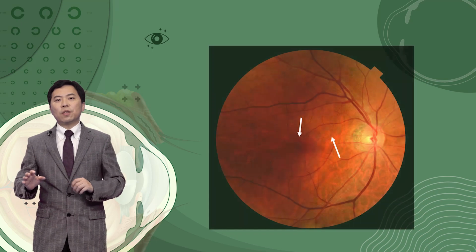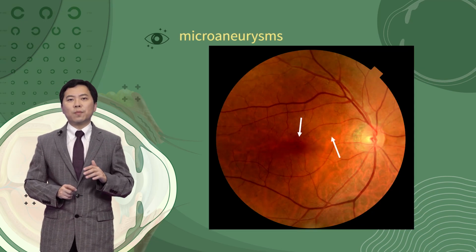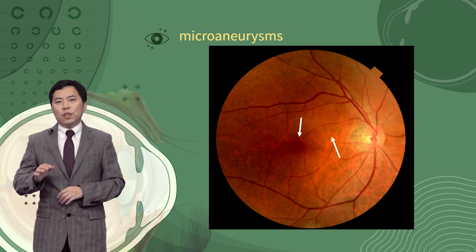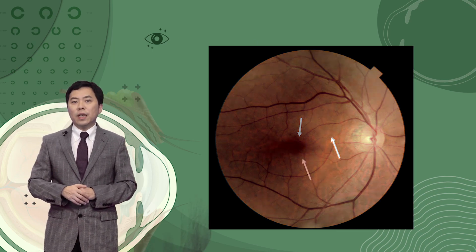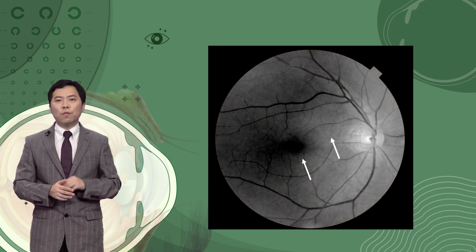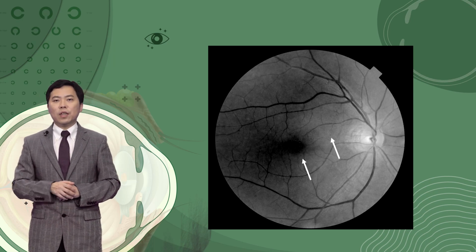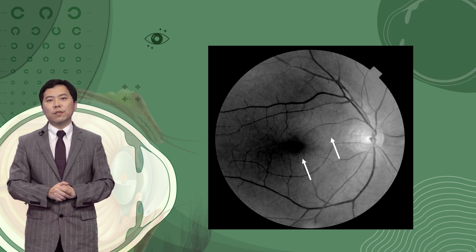This fundus photo demonstrates microaneurysms. There are some tiny red spots on the retina. You may miss them if you don't study the photo carefully. They can be easily recognized if you use the green channel for reading. It is the earliest sign of diabetic retinopathy on fundus photo.